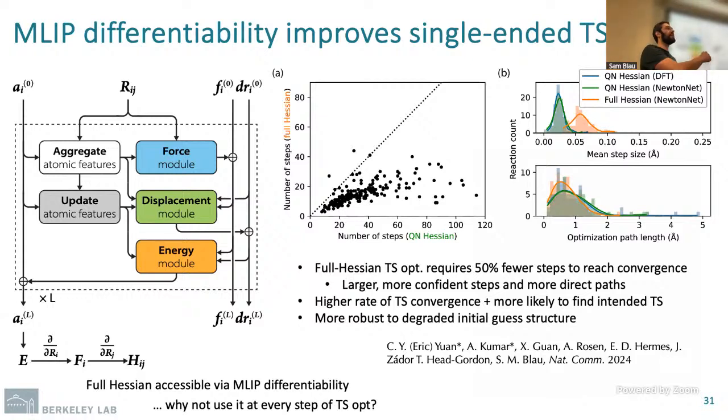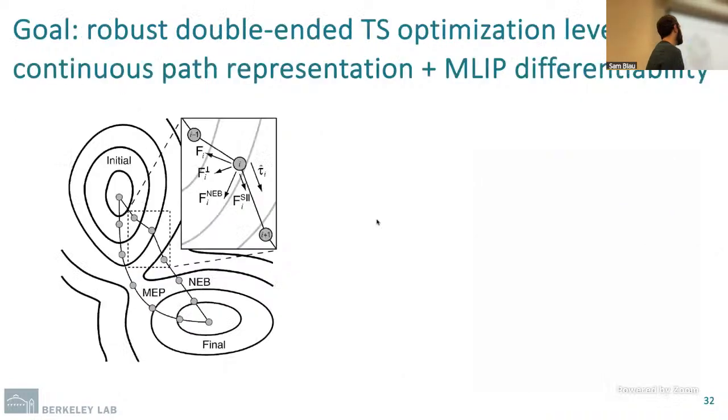But this is single-ended, right? Here you already have a transition state structure guess. But what about the double-ended context? What about actually doing a path optimization between two minima? Can we also leverage this differentiability to improve robustness? So our goal is a robust double-ended transition state optimization, leveraging continuous path representation and MLIP differentiability.